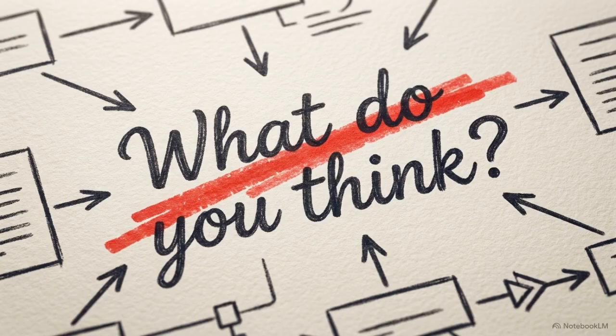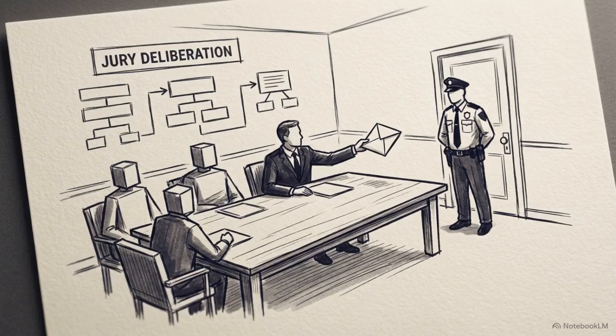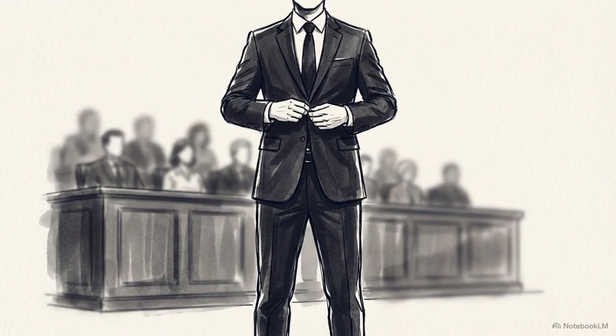Never end your closing argument with open-ended questions or vague philosophical statements. Asking a question at the very end allows the jury to come up with answers you might not want. Delivering a definitive, confident ask removes all ambiguity from the deliberation room. You provide the jury with the exact roadmap they need to rule in your favor.